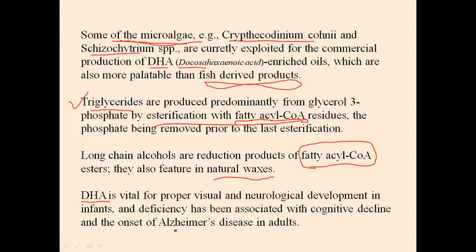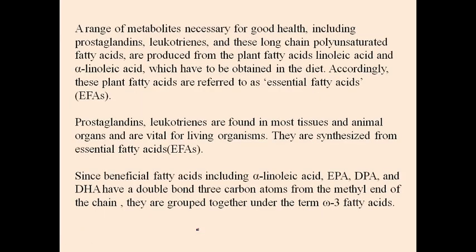It is important for infants and for pregnancy, and its deficiency has been associated with cognitive decline and the onset of Alzheimer's disease in adults. And another significance: prostaglandins and leukotrienes are found in most tissues and animal organs, and they are vital for living organisms. And for the production of these prostaglandins, we need omega-3 fatty acids.